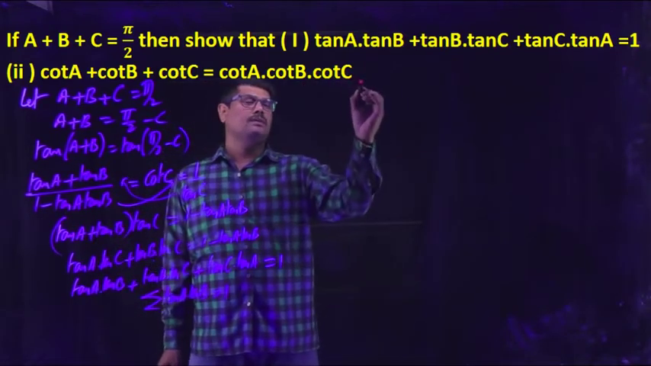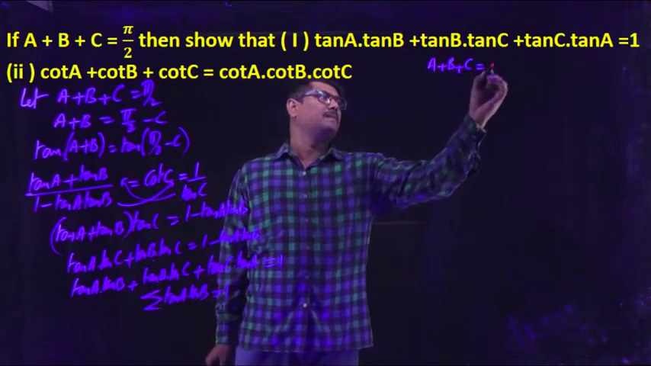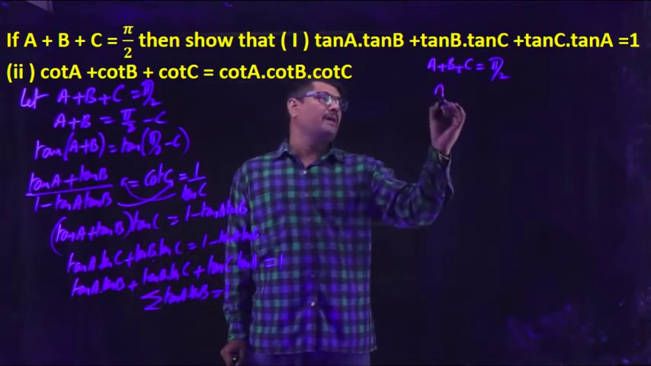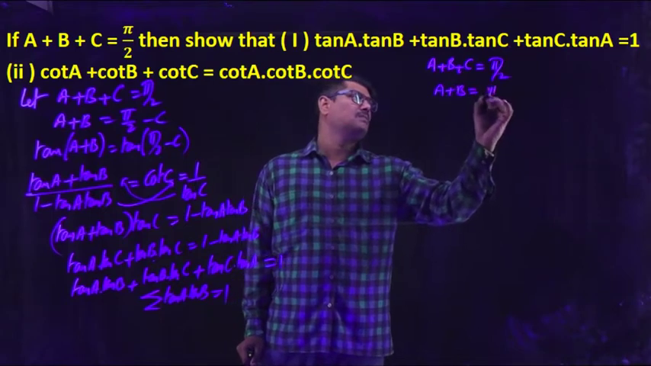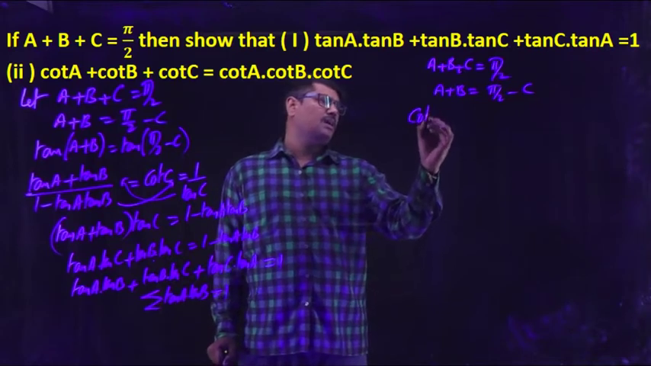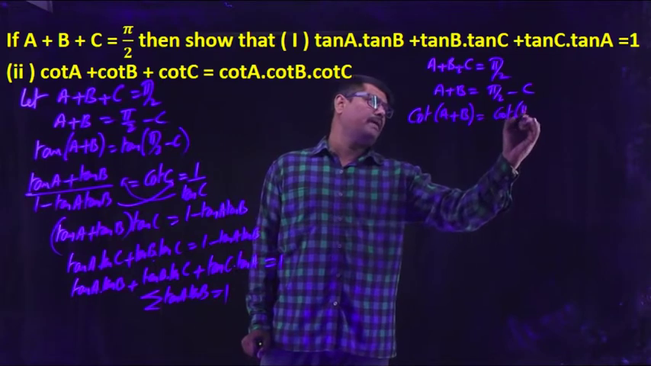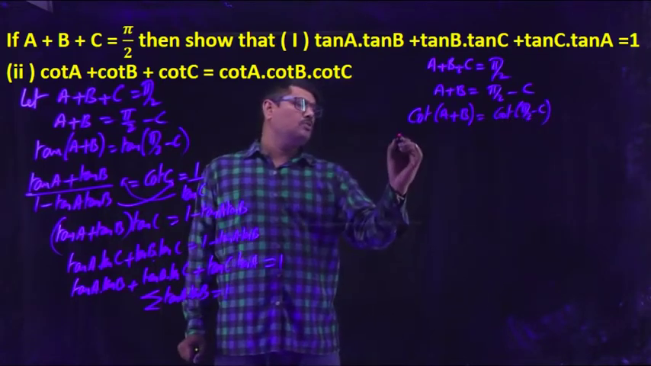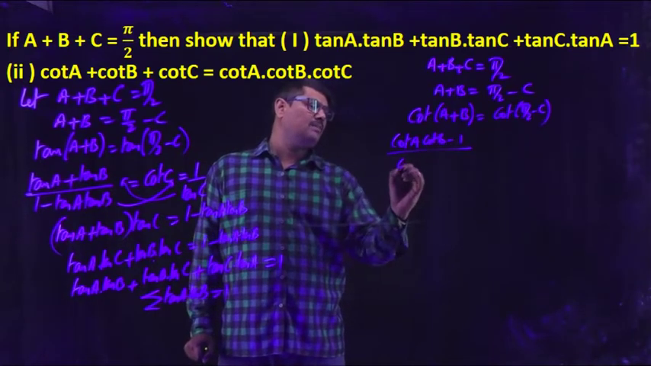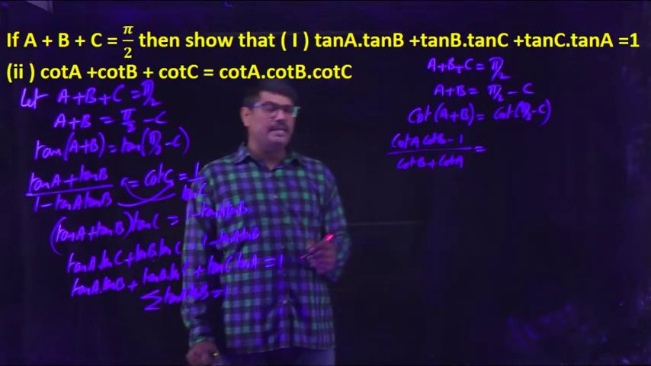Now let us move to the condition in terms of cot. Again take A plus B plus C is equal to pi by 2. This is the given condition. In the same manner, take plus C to RHS. It will become pi by 2 minus C. To get the condition in terms of cot, apply cot on both sides. Cot of A plus B is equal to cot pi by 2 minus C. Now use cot A plus B formula, which is cot A cot B minus 1 by cot B plus cot A. Cot 90 minus theta is tan theta.